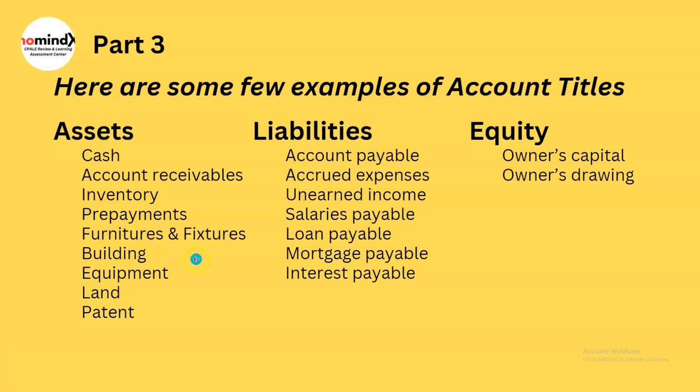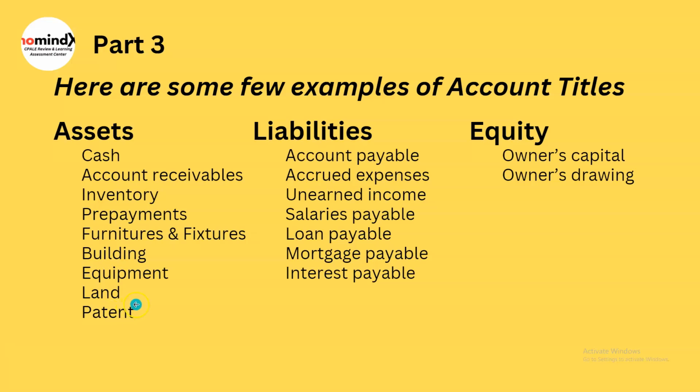Furniture and fixtures are what we have inside the office, like those tables. Aircon is equipment. Building, no need to explain this one. Equipment, of course, you have aircon, computer equipment, and other equipment that you have inside the business. Land is the land that is used in business. If you put a structure over that land, that is declared under building.